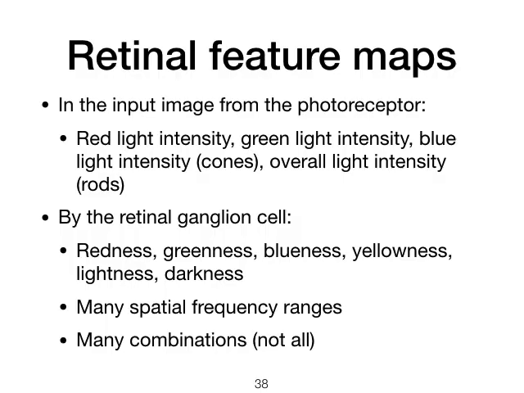So, if we look at retinal feature maps, just to summarize what we've been looking at: in the input image from the photoreceptor, we have a separation of red light intensity, green light intensity, and blue light intensity in the three different tones, and we have overall light intensity represented by the rods. By the retinal ganglion cell, which is a very early layer of processing, this has been expanded out considerably. We then have separate feature maps for redness, greenness, blueness, yellowness, lightness, and darkness, which are all calculated from these inputs. We have many different spatial frequency ranges, and we also have lots of combinations of these, of mixtures of color and spatial frequency. So these filters in the retina perform a range of comparison operations over their inputs.